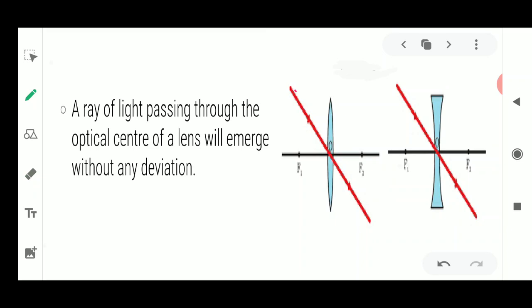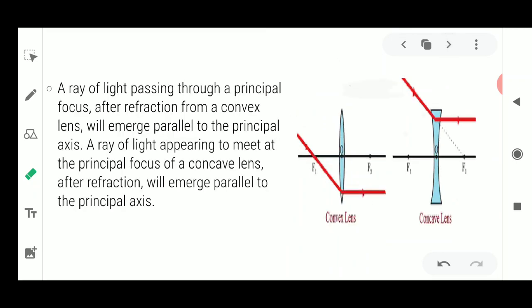Fine. Now next thing is that we can see here a convex lens and a concave lens, both are being drawn. In the case of the convex lens, whenever a ray of light passes through the optical center, it is going to emerge undeviated from the other side. So this is the incident ray and this is the refracted ray, both will be in the same direction. Similarly, in the concave lens also, the ray of light passing through the optical center is going to come out from the other side without showing any kind of deviation. Undeviated.